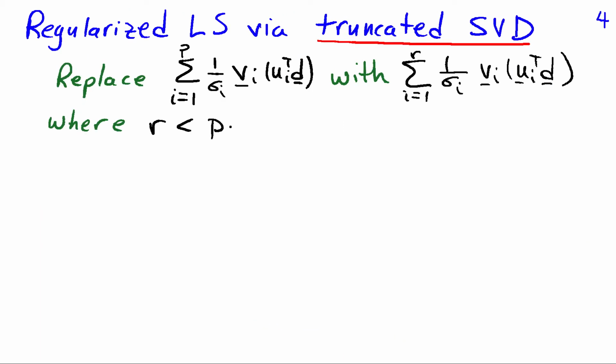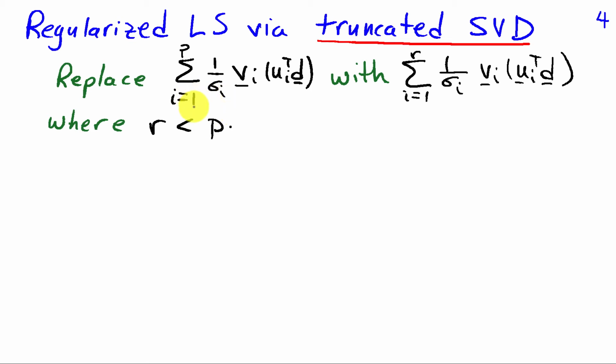Now that we understand this problem, let's look at how we might address it, again using singular value decomposition. The first method that I want to talk about is a regularization method known as truncated singular value decomposition. The basic idea here is that we eliminate the small singular values from the inverse.